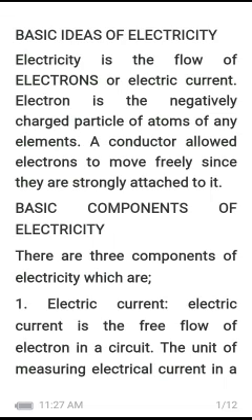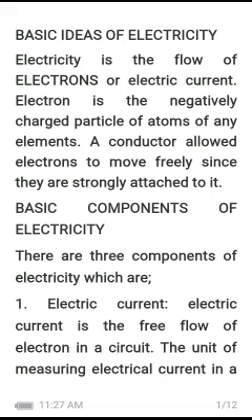A conductor allows electrons to move freely since they are loosely attached to it. A conductor can be your wire, your cable, any metal. So any metal is called a conductor because it allows free flow of electric current. What are those basic components of electricity?